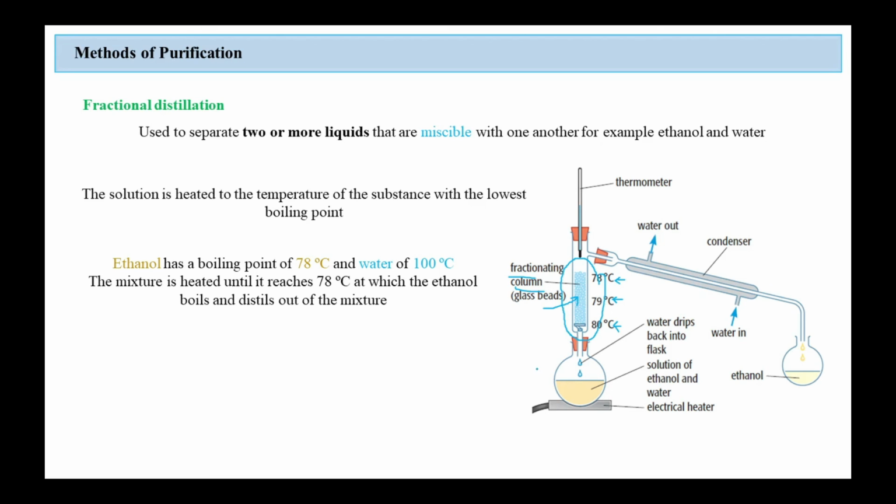Actually, the solution here, which contains a mixture of ethanol and water, will be heated to the temperature of the substance with the lowest boiling point, because ethanol has a boiling point of 78 degrees Celsius, while water has a boiling point of 100 degrees Celsius. So here we will be heating the mixture until it reaches 78 degrees Celsius, which is the boiling point of ethanol. Then the ethanol boils and distills out by passing through the condenser, where it will change state from gas into liquid. At the end of the experiment, all the water will be left in the round bottomed flask.